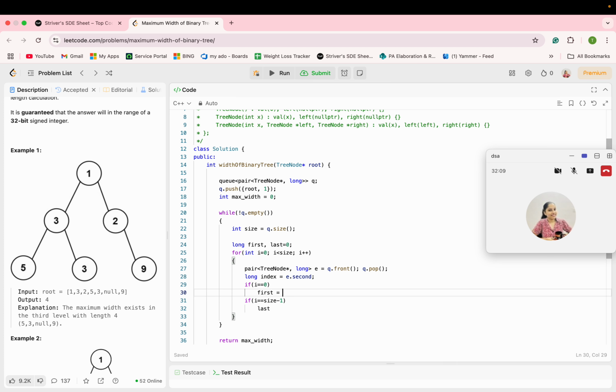So first is equal to index if i is 0, because that is the first in the level, and this is going to be the last in the level. And what will the width be? The width will be last minus first plus 1, and the max width will be the max of max width and width.